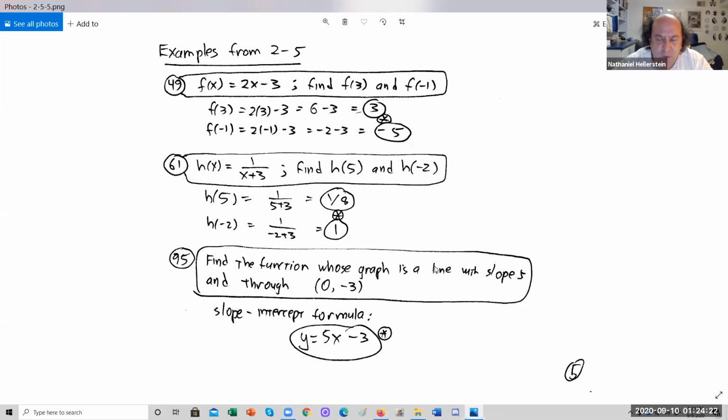Find a function whose graph is a line, so it's y equals ax plus b, with a slope of 5 and through 0 by negative 3. Okay, great. The slope is 5, the y-intercept is negative 3, and the slope-intercept formula is y equals 5x minus 3. We've already been dealing with some functions already.